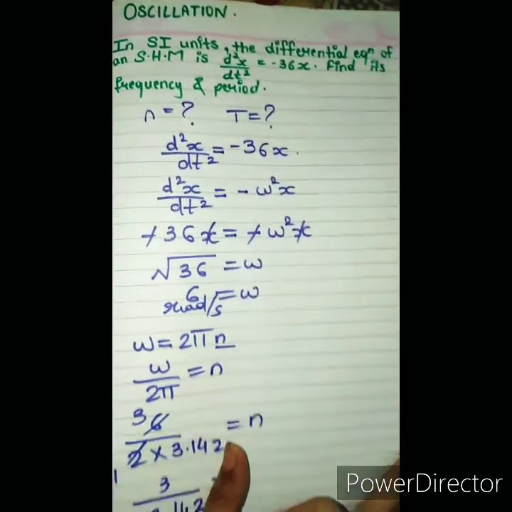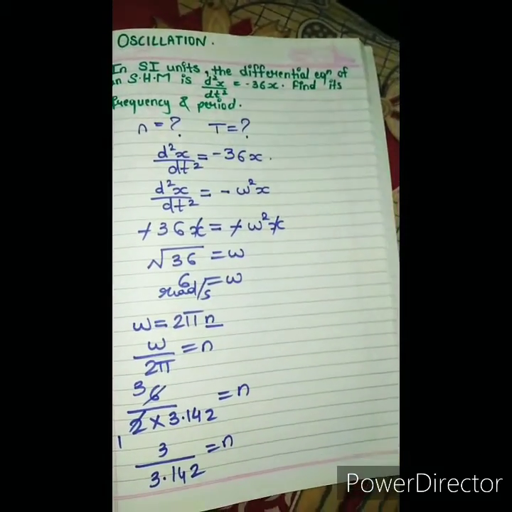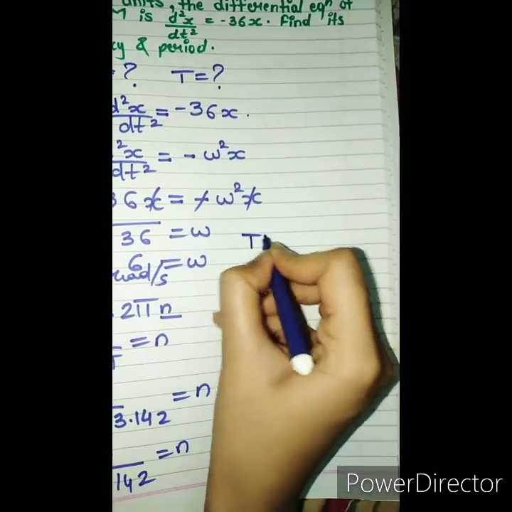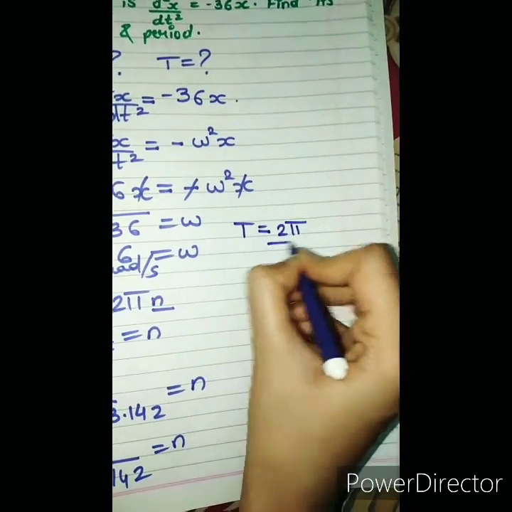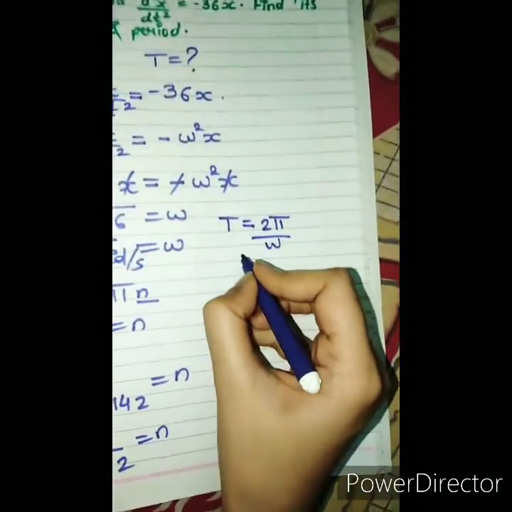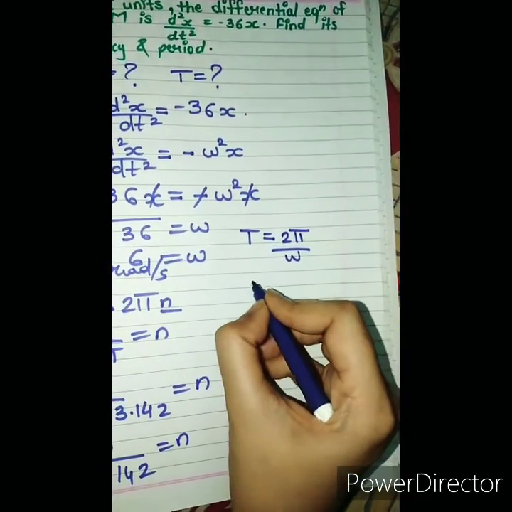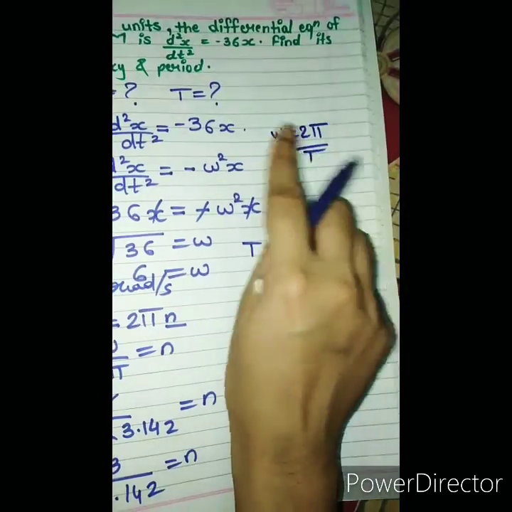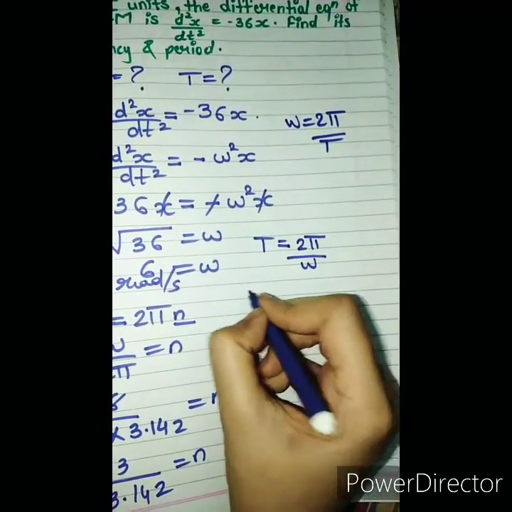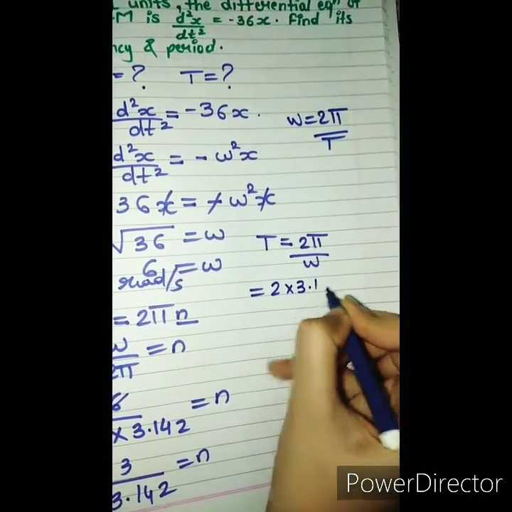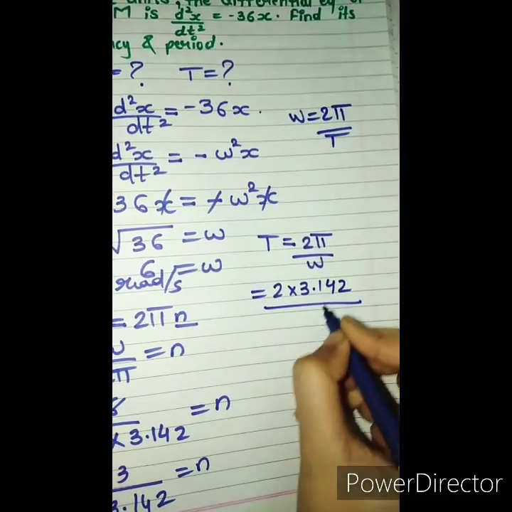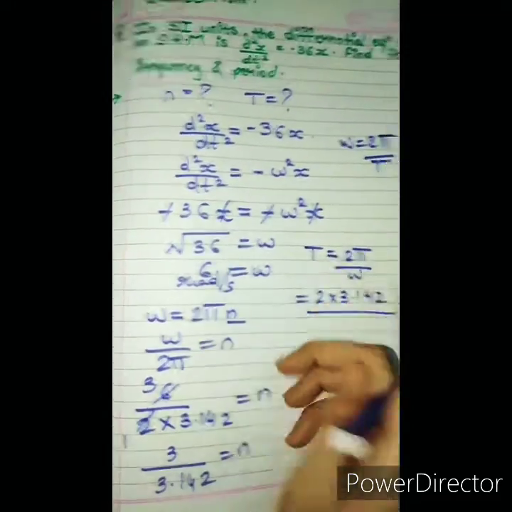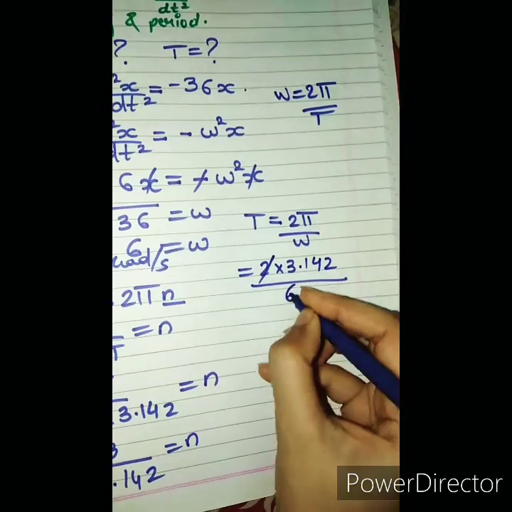So next what we want is the time period. We know the formula for time period. Let's do it over here. Time period is nothing but 2 pi upon omega, right? Yes, 2 pi upon omega, because omega is 2 pi upon T. So this T and omega come over here. So 2 into 3.142, the value of pi, and omega is 6, which we have obtained.